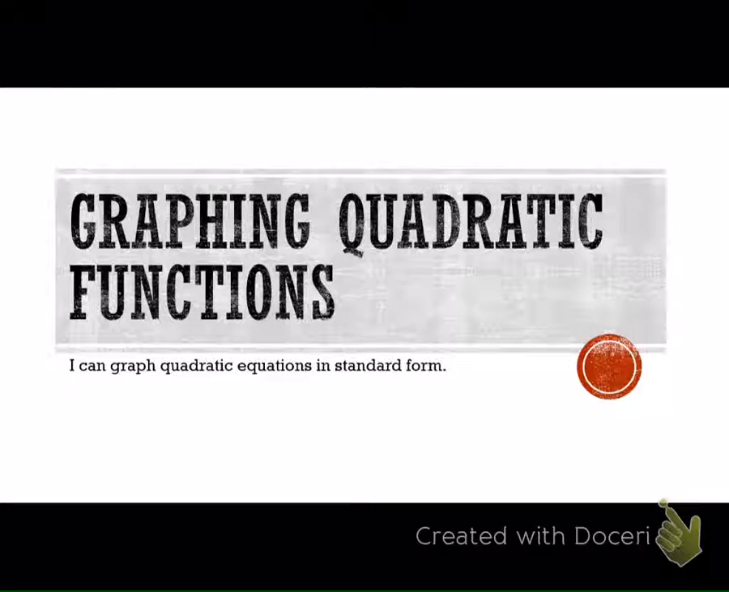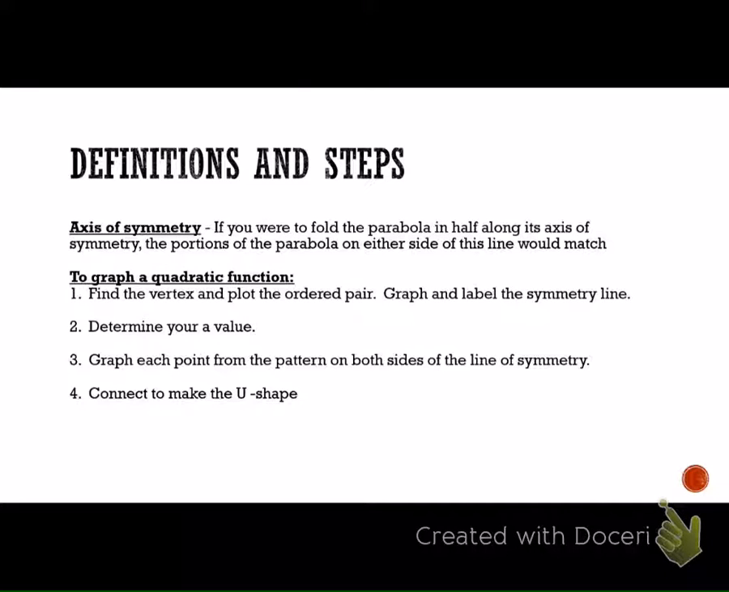Standard form today, so let's look at that first. Let's look at the steps. First of all, you know that the axis of symmetry is if you were to fold the parabola in half along its axis of symmetry, the portions of the parabola on both sides would match, right?